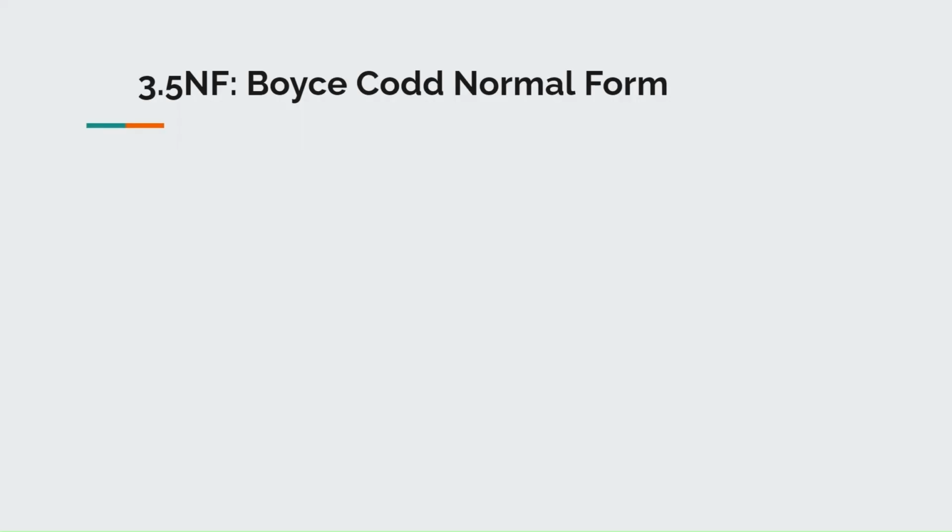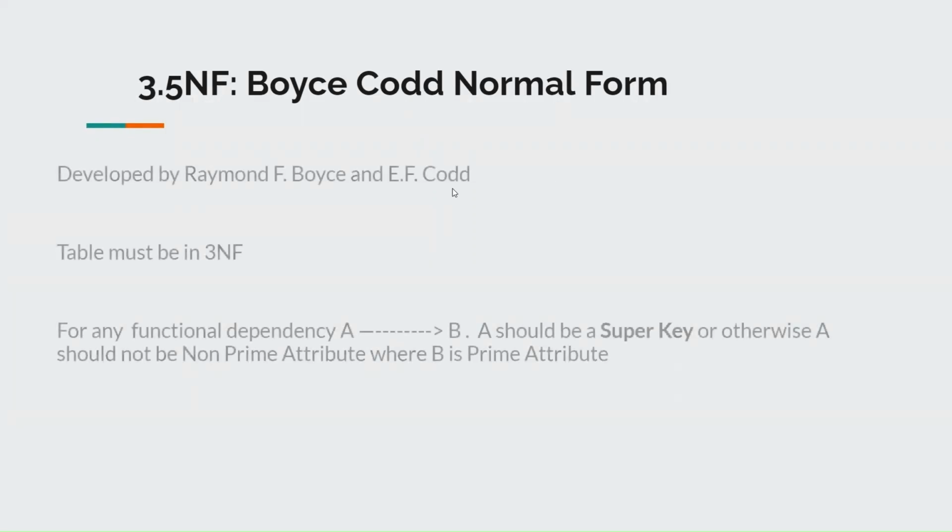In this lecture, we'll be talking about Boyce-Codd normal form, also known as 3.5 NF. It was developed by Raymond Boyce and E.F. Codd, hence it's named after them. The basic criteria is that the table must be in third normal form, that is, it builds upon 3NF, and for any functional dependency A derives B, A should be a super key, or in other words, A should not be a non-prime attribute when B is a prime attribute.